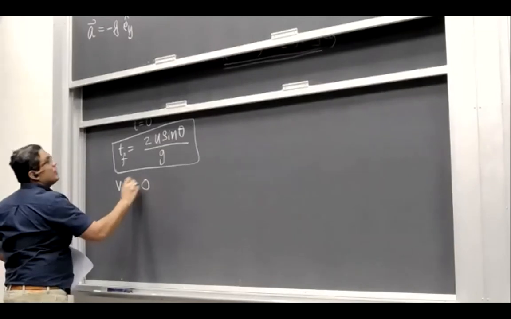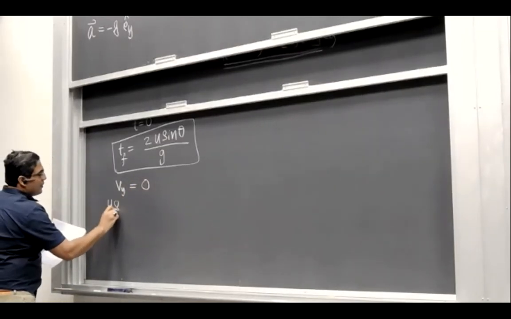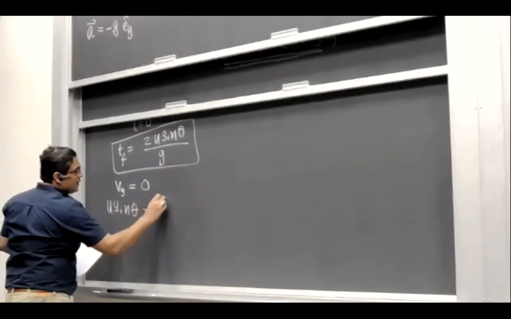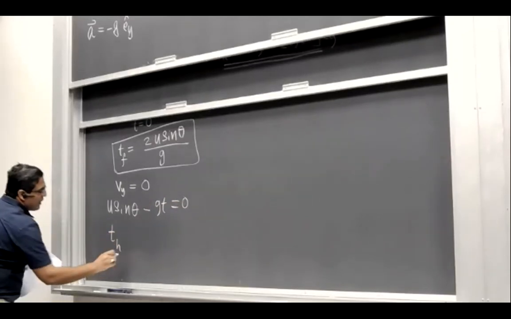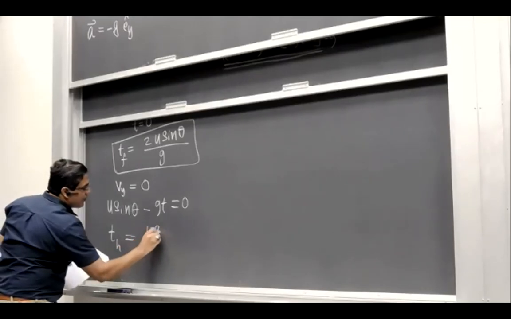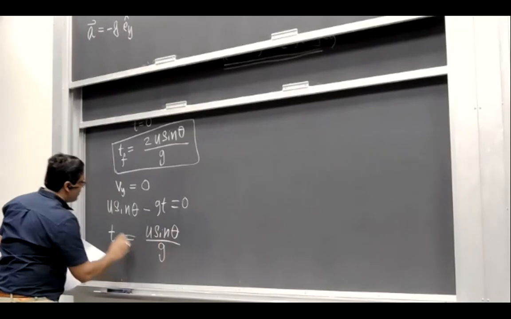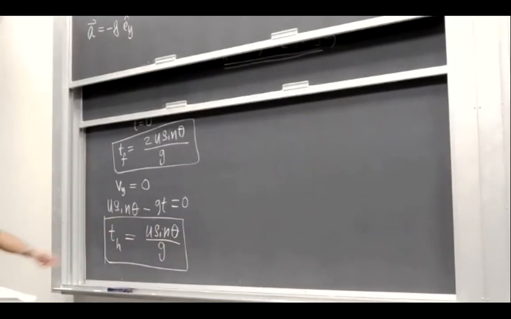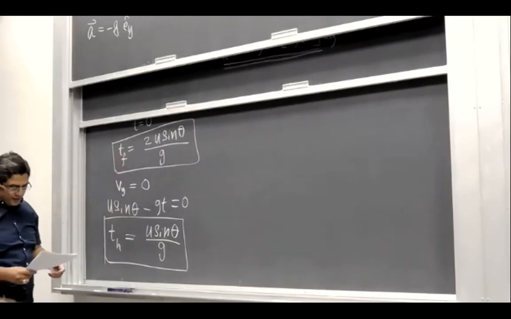vy is equal to 0, and u sin theta minus gt is equal to 0, and the time to get to the maximum height, th, then would be u sin theta over g. Okay, that would be the time, and see it's exactly half, as someone was just saying, it's exactly half the total time of flight.